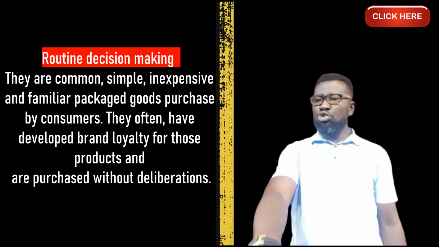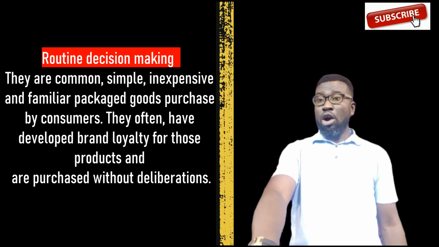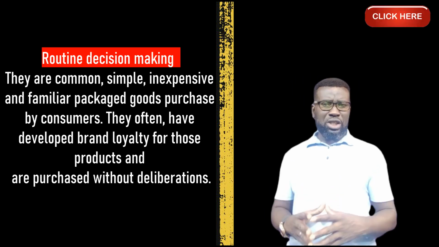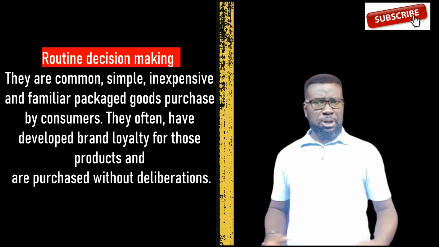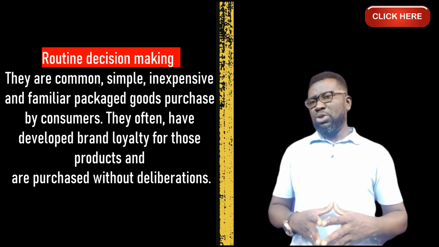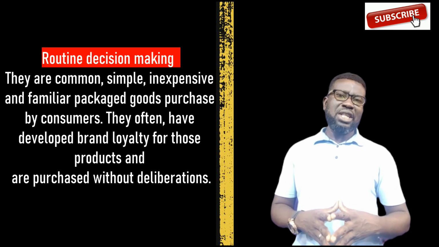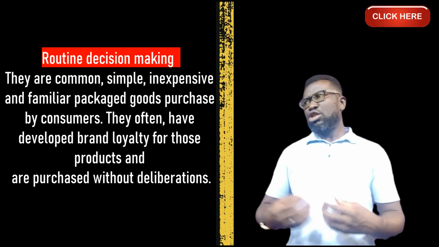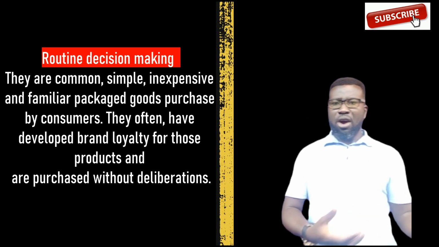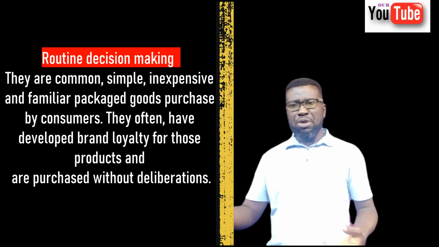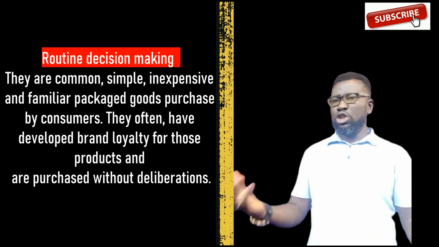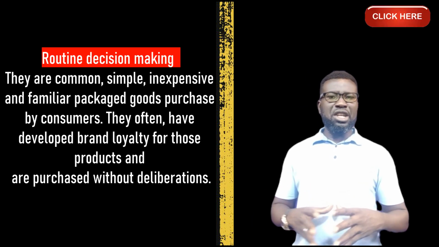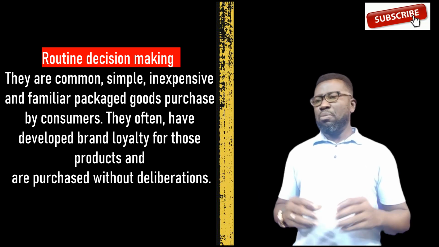And then the last one is routine decision making. They are common, simple, inexpensive, and familiar packaged products purchased by consumers. They often have developed brand loyalty for their product and purchase without deliberation. This includes things like soft drinks, candy bars, sardines, corned beef, biscuits, Milo, and all that, beverages, and so on. Products need to be available in a variety of outlets at a competitive price.